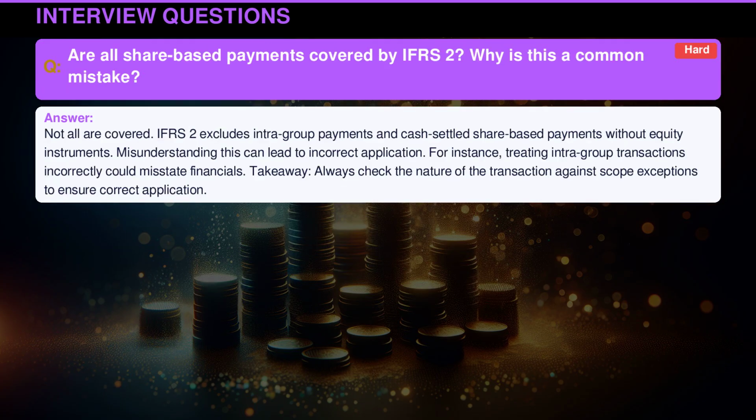Not all are covered. International Financial Reporting Standards 2 excludes intragroup payments and cash-settled share-based payments without equity instruments. Misunderstanding this can lead to incorrect application. For instance, treating intragroup transactions incorrectly could misstate financials. Takeaway: always check the nature of the transaction against scope exceptions to ensure correct application.